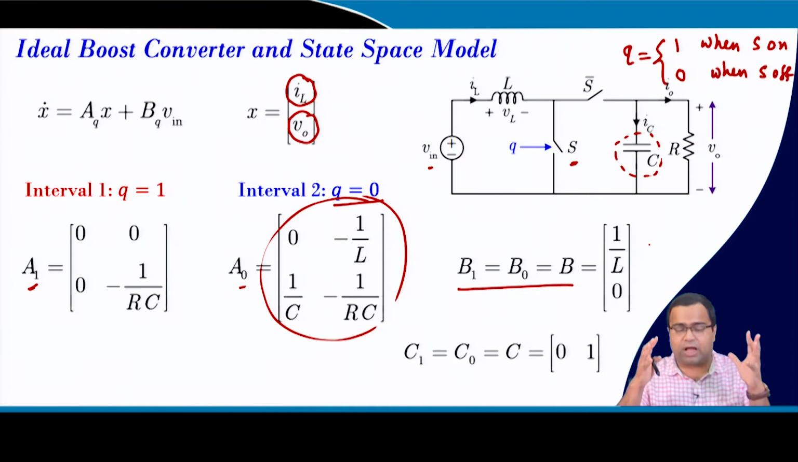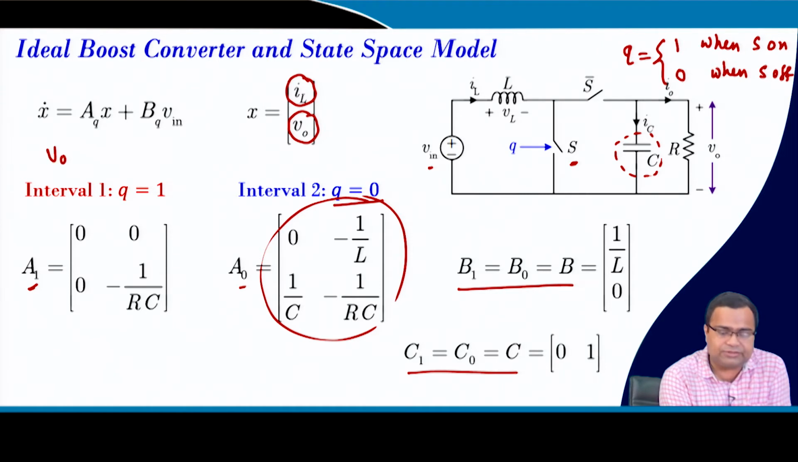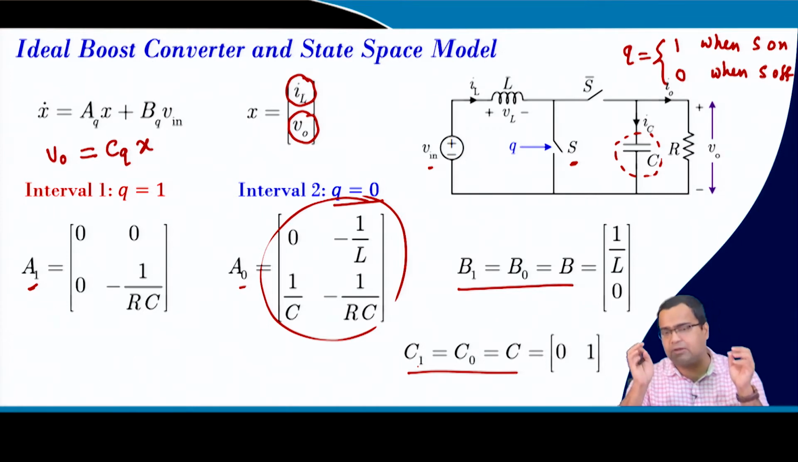Since we are talking about the ideal boost converter, the output matrices are also common, because what I have not written is V0 equal to C_Q times X, where for Q equal to 1 it is C1, and for Q equal to 0 it is C0. For an ideal boost converter they are the same, but for a practical boost converter, if we incorporate the ESR of the capacitor, there will be a discontinuity in the output voltage ripple, and that will make the two output matrices C1 and C0 different due to the ESR. Here we are talking about the ideal converter, but we can do it for the practical one also, no problem.